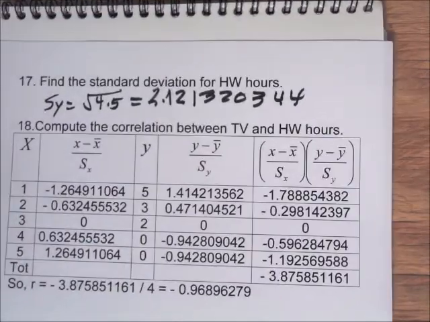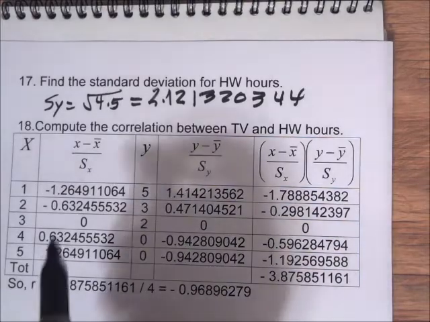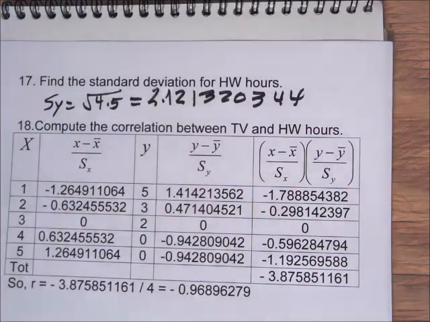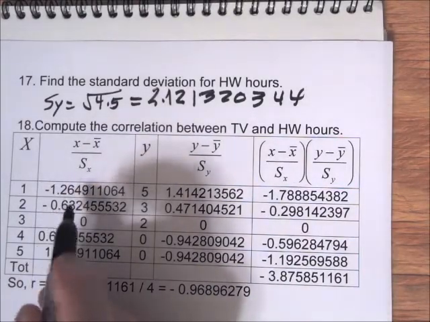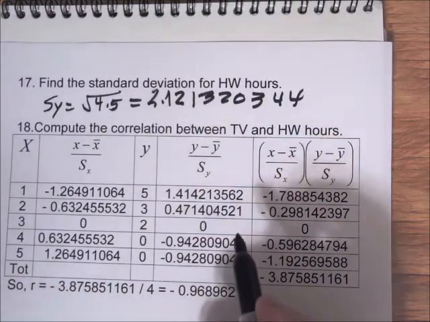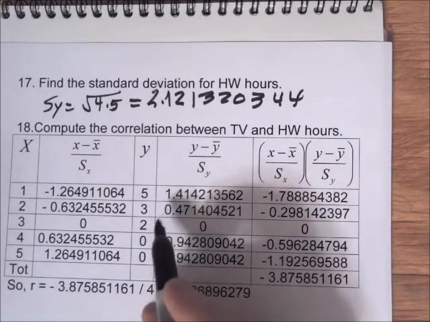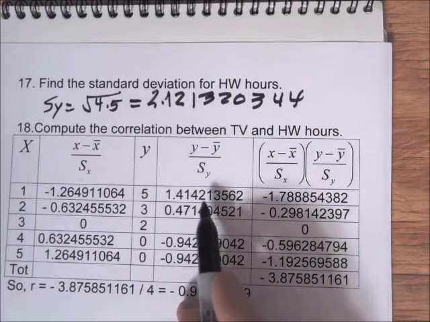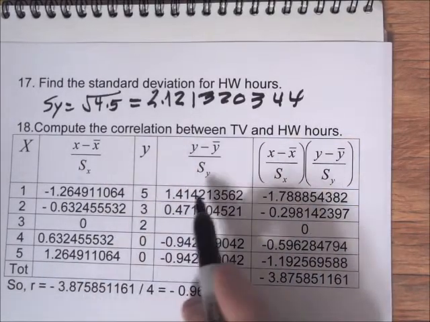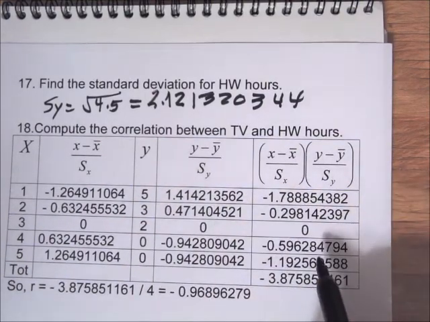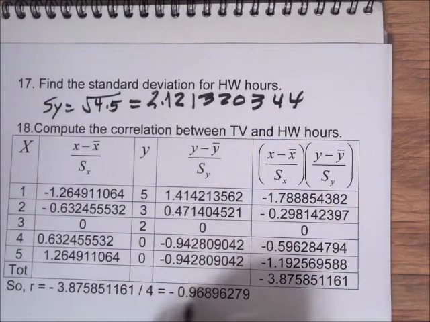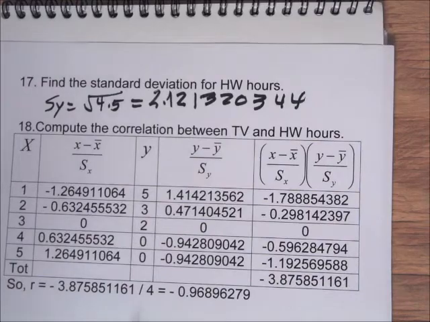So this is a lot of computation. We did the z-score for Ben here already. This is for the homework hours. It says Ben's score was 2 hours of TV minus the mean divided by the standard deviation. So you do this for each of the students: the z-score for TV, the z-score for homework for each student, multiply them together, and then add them up. You have five students, so you divide by four. The total here, negative 3.87 something, divided by four, gives negative 0.96 something. So that's the correlation coefficient.